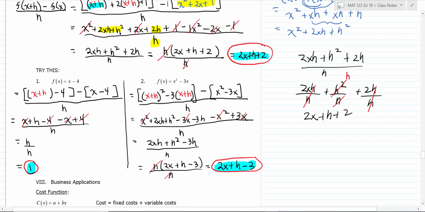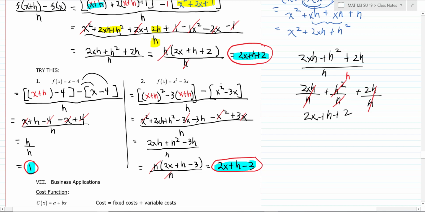And then, basic algebra. x plus h minus 4, distribute the negative through to get this. The x's and 4's cross out, you're left with h over h. Anything divided by itself is 1. Okay, so if you didn't get that, correct yourself and learn from your mistakes. The second one, the second bracket, again, is what I gave you. Whatever I give you is the second bracket. That's a good place to start.